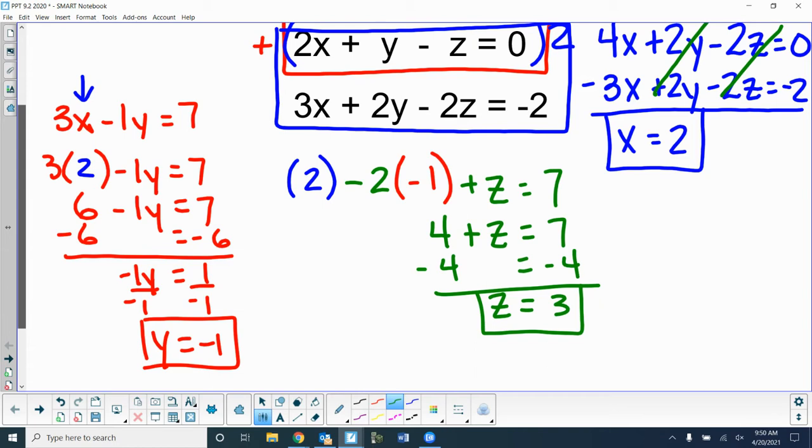And I just did all elimination. You could do substitution if you want, but then you gotta do some distributing and all that stuff. I think elimination is a little bit easier way to go. So again, let's go through this.